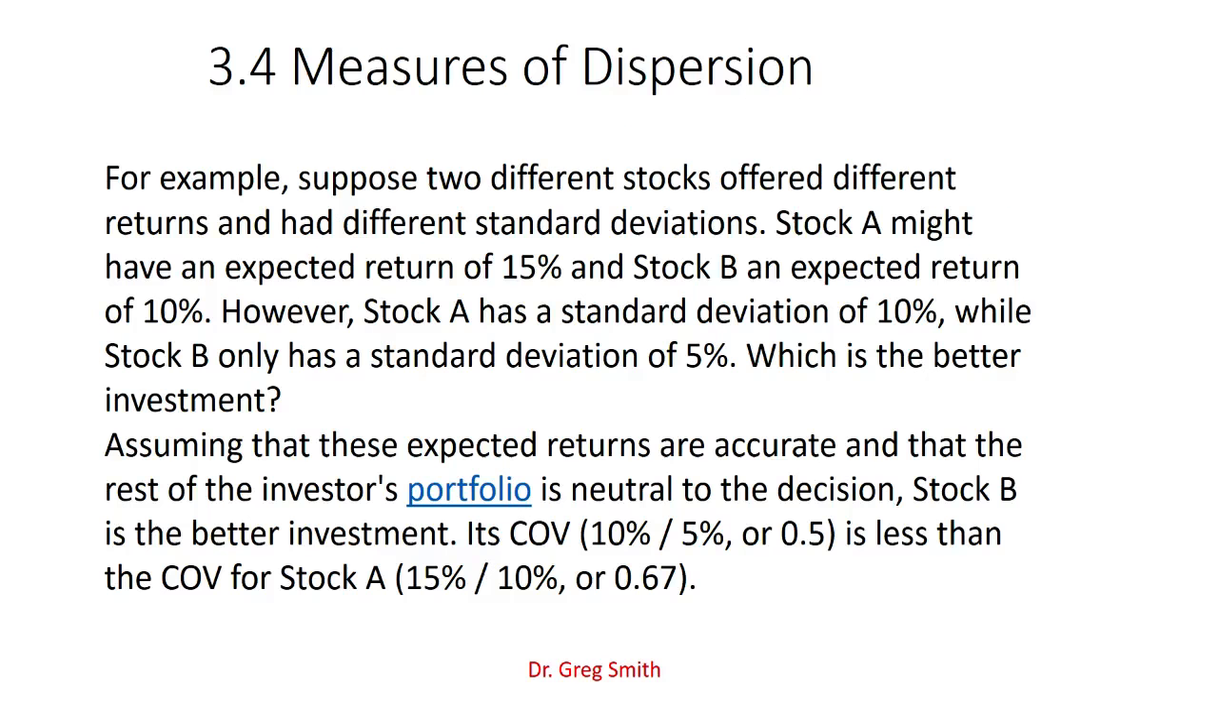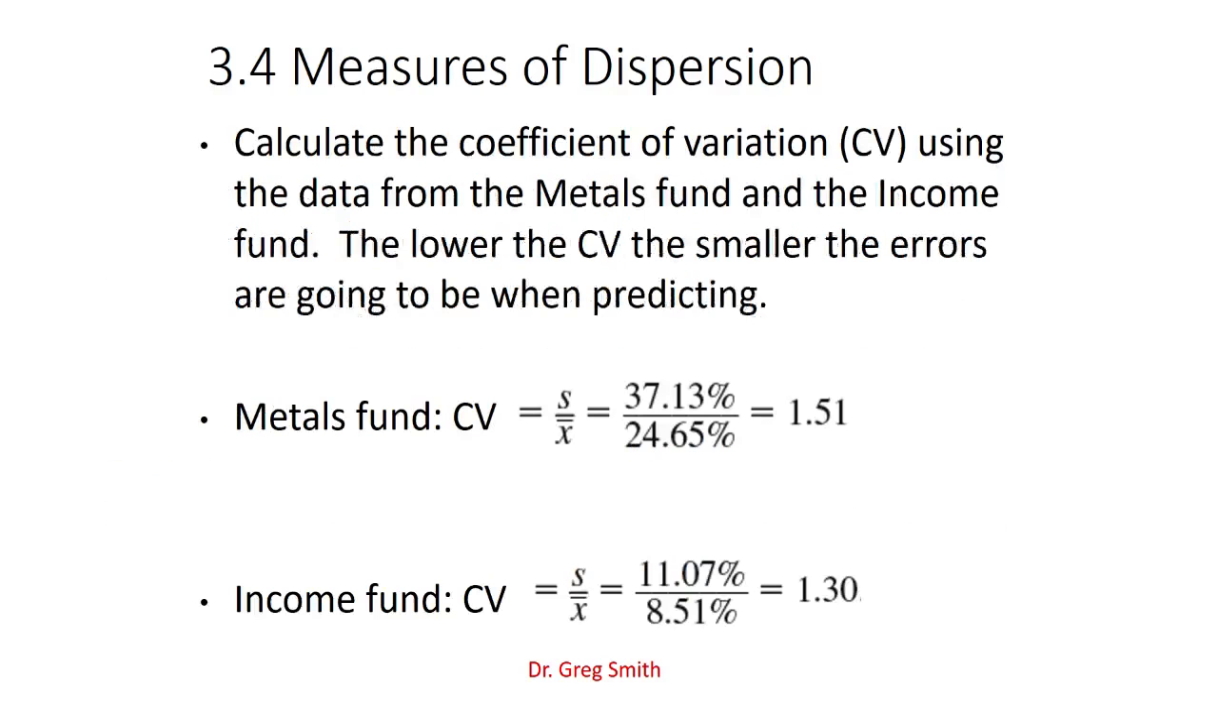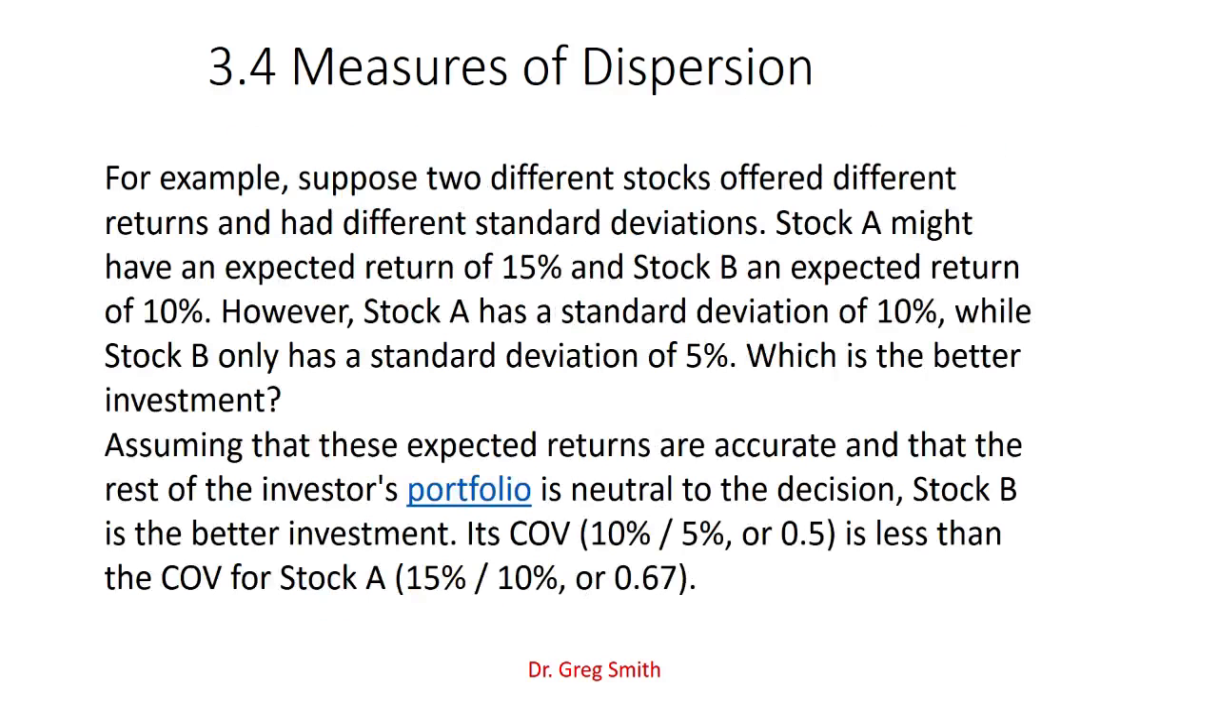We would do this when we have several data sets, because the lower the CV, when we ratio our standard deviation to mean, the lower the coefficient of variation, the smaller the errors are going to be when we ultimately predict. So let me just take a step back here. I didn't mean to get ahead. So let's just take an example.